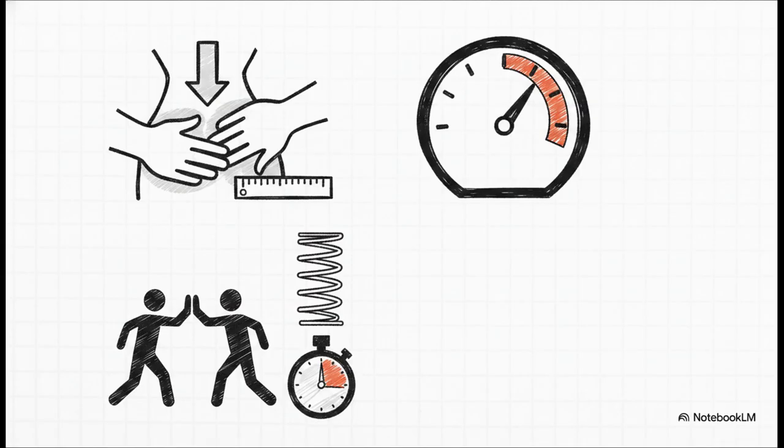You have to compress at a rate of 100 to 120 beats per minute. You need to achieve a depth of at least 5 centimeters or 2 inches. You must allow complete chest recoil so the heart can actually refill with blood. You've got to minimize any pauses in compressions, avoid excessive ventilation, and this is a big one. Change the person doing compressions every 2 minutes so fatigue doesn't start ruining your compression depth.